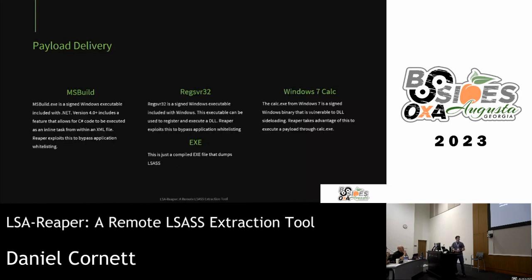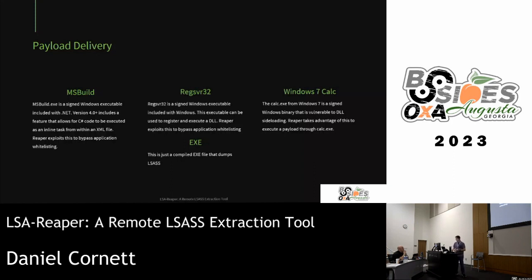With every version of Windows 10 or newer, I believe, you have what's called MSBuild. And with version 4.0 of .NET come inline tasks. An inline task is a feature of MSBuild that allows you to write out an XML file as a task and include actual code written in C# within it, and it will execute that task in memory without compiling it. So this is a really good avenue for getting around application whitelisting, because MSBuild is a signed Windows binary, and it won't get blocked that often.